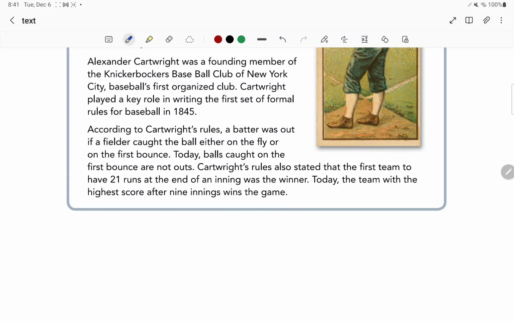That's also very interesting. Cartwright's rules also say that the first team to have 21 runs at the end of an inning, wow, was the winner. Today, the team with the highest score after 9 innings wins the game.